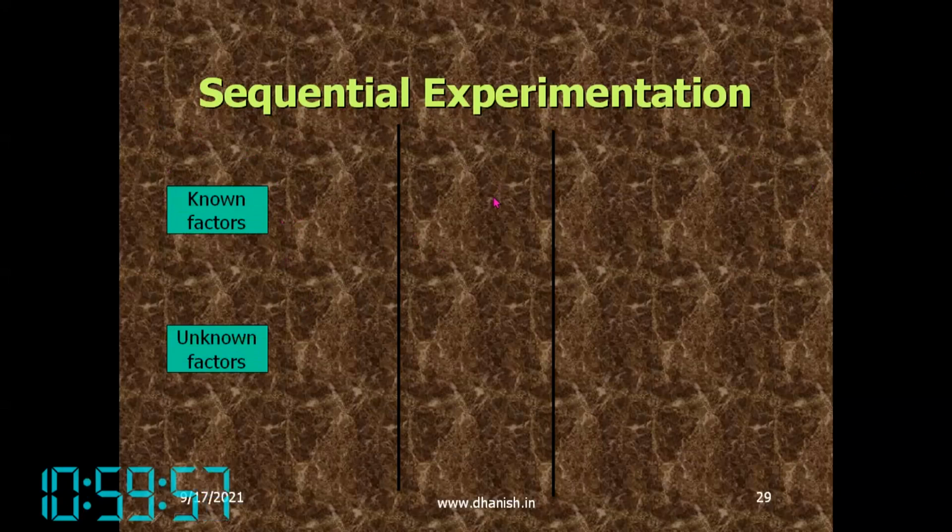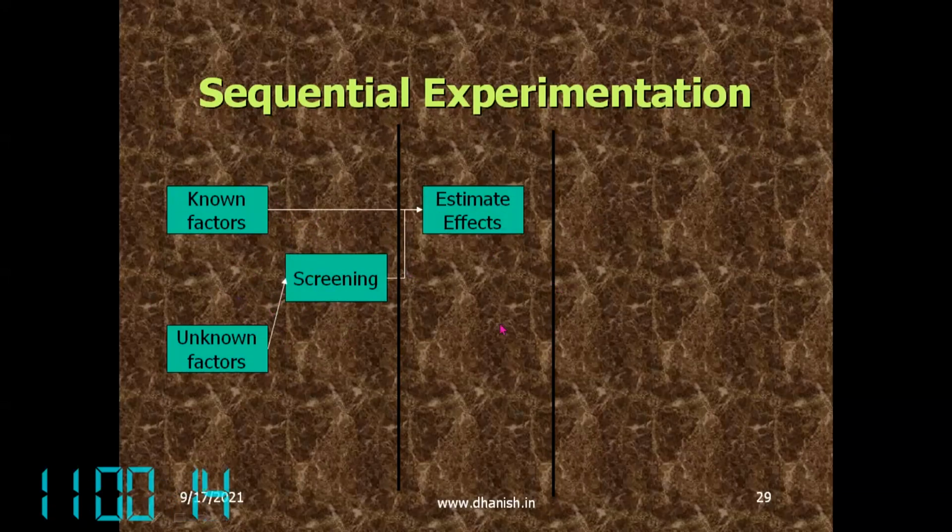They have to be included because we know that they are significant. Then unknown factors, we do a screening experiment, and after the screening experiment, they can get mixed with the known factors. Then we did the crude optimization. That is the second stage where we calculated the effects. Here we just identify whether a factor is likely to be significant or not. In the second, we calculate the effects.